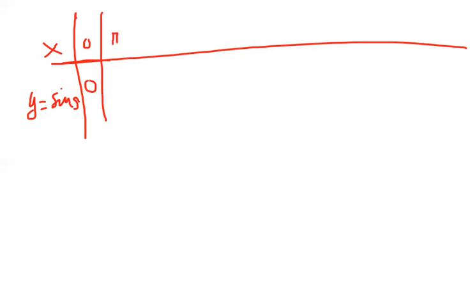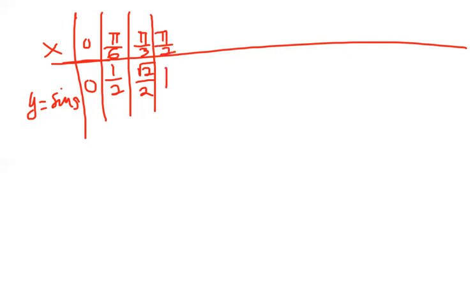Pi over 6, which is the same thing as 30 degrees. That's going to give us 1/2. We're in the first quadrant, by the way. Pi over 3, that's equivalent to 60 degrees. So that's going to give us radical 3 over 2 when you take the sine of pi over 3. Next, we move on to pi over 2. That's the 90 degrees right there. So that's going to give us positive 1.